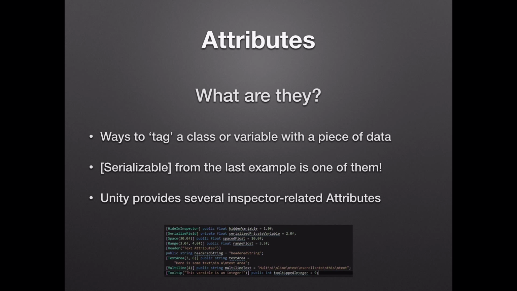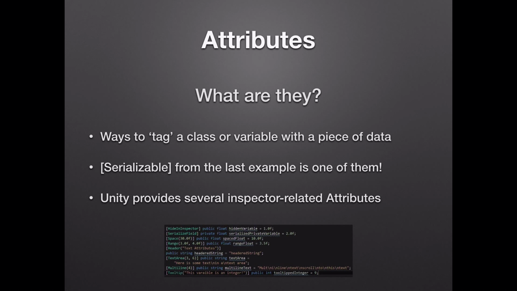So that serializable tag that you saw on our player stats class in the first example is actually an attribute. It's one of the attributes Unity provides. It's called the serializable attribute. Who would have thunk it? So Unity provides several attributes that do things to the inspector. When their code goes through and looks at your class, they find these attributes and say, oh, I'll draw the inspector in a certain way based on that.